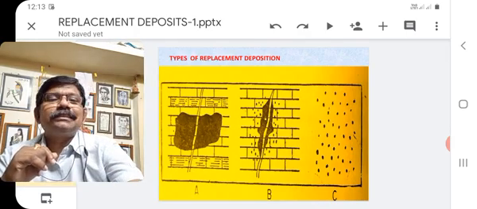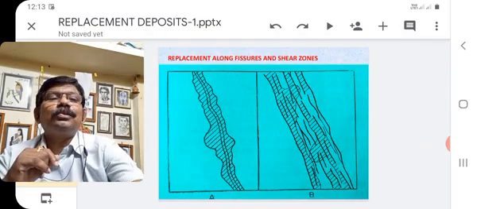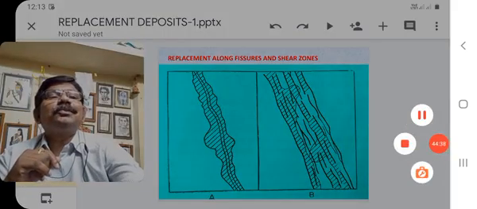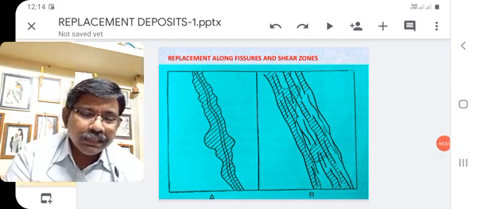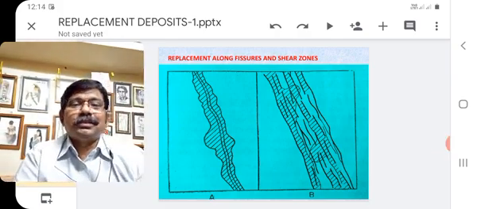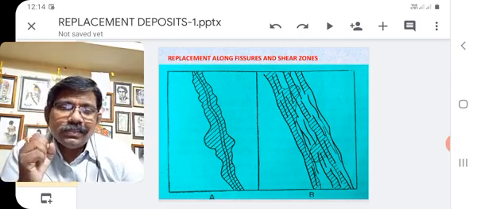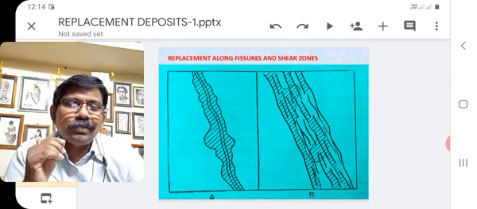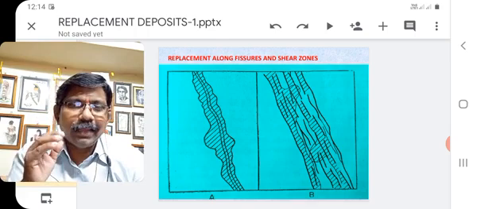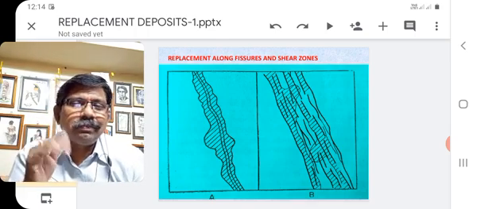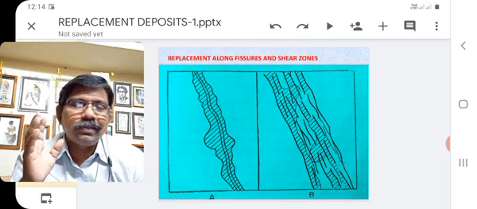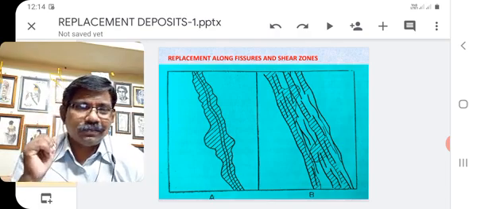Okay. Next, ore shoots. What are the ore shoots? I already told you what the ore shoots are. Now, what is the behavior of the replacement deposits? First of all, I told you replacement deposits are high temperature deposits, hypothermal deposits. They are not epithermal, low temperature deposits. They form at 500 to 300 degrees in the hydrothermal process.